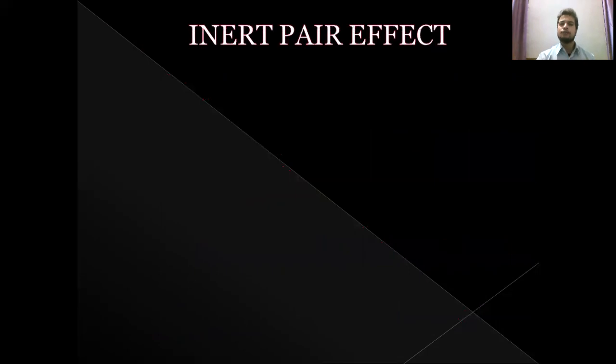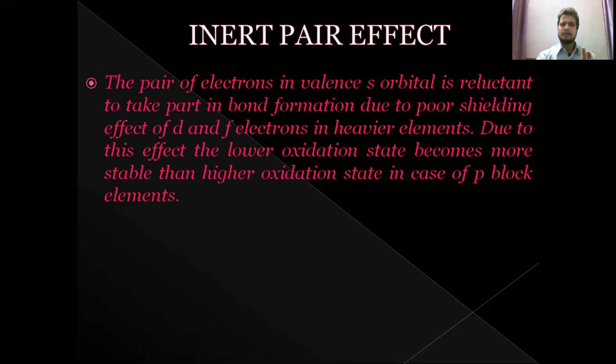Now, coming to our inert pair effect. What is this inert pair effect? Remember that this effect is nothing but the reluctance of the s electrons, which we can see in the configuration ns2np3. That s2 pair of electrons is reluctant to take part in bond formation for the heavier elements. Now the question is why? The reason given is the poor shielding effect or screening effect.